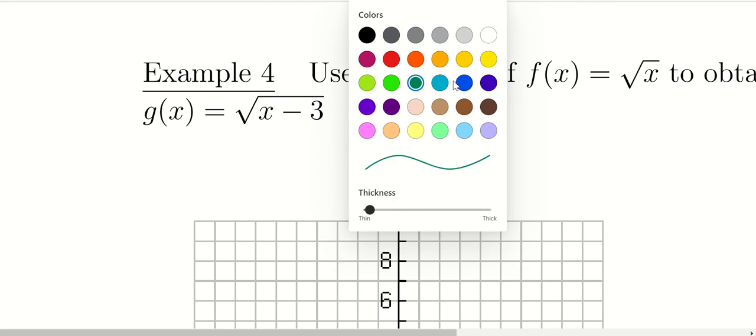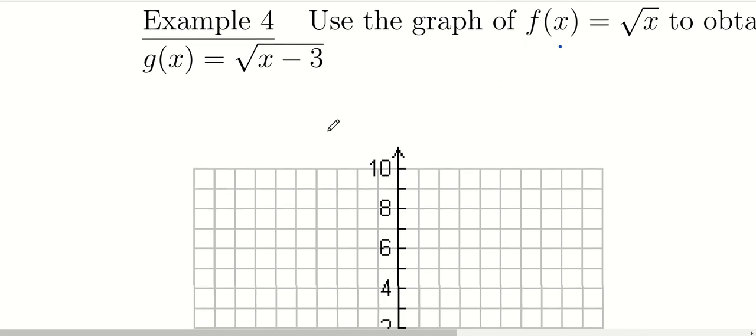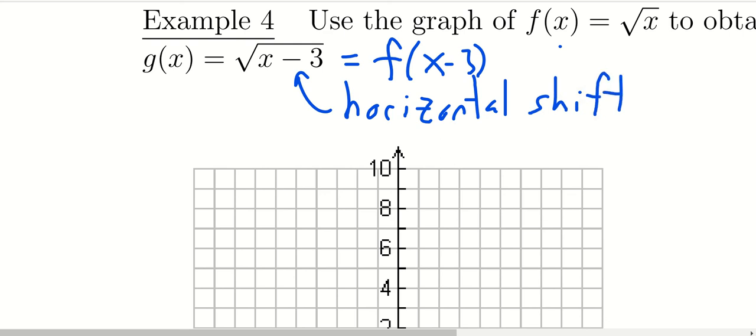Let's take a look at another one. Here we want to obtain the graph of g of x equals the square root of x minus 3 via transformations. This is simply going to be the square root function, but we're subtracting 3 on the inside. Subtracting 3 on the inside of a function is going to be a horizontal shift. And that's going to be 3 units to the right.